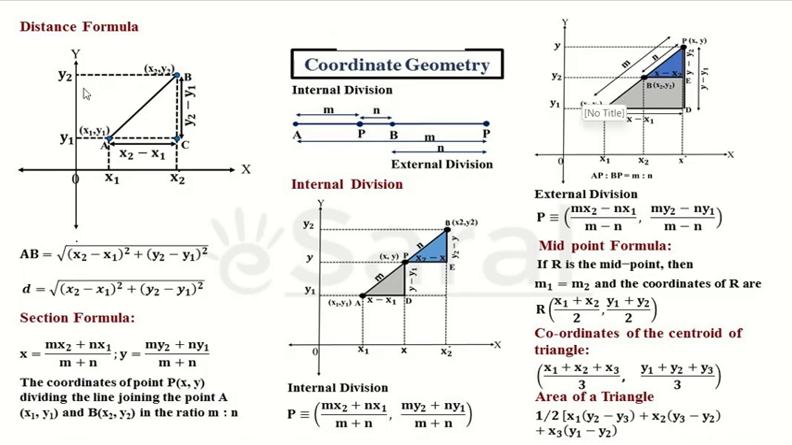Next we learned about the distance formula: root of (x2 minus x1) the whole square plus (y2 minus y1) the whole square. Then the section formula: x equals (mx2 plus nx1) by (m plus n), y equals (my2 plus ny1) by (m plus n). In the section formula, internal division means you use a positive sign in the formula. External division means you use a negative sign. Then we learned about the midpoint formula: (x1 plus x2) by 2, (y1 plus y2) by 2.